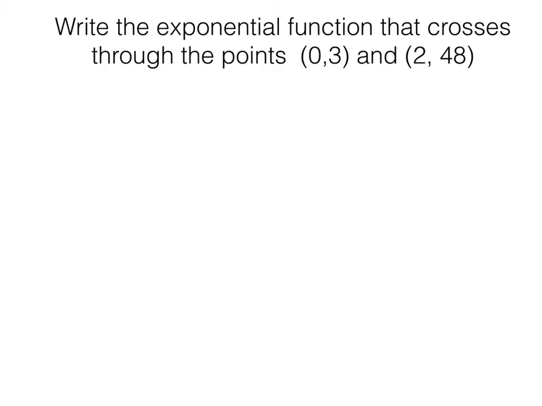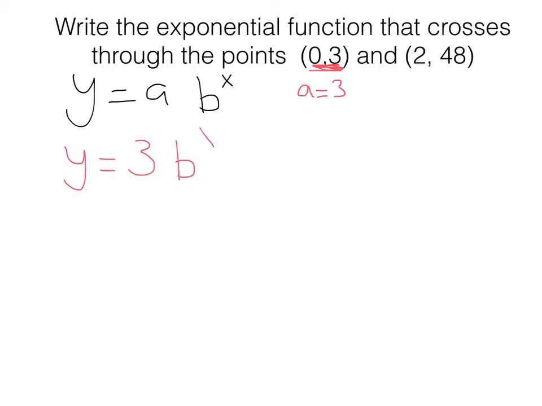Say you want to write the exponential function that crosses through the points (0, 3) and (2, 48). The two pieces of information that you need are your a and b values. A is the starting point and b is the number that you're going to multiply every y value by. Good news is, whenever I give you a y-intercept, (0, something), I gave you the starting value. In this situation, a is equal to 3. We still need to find b.